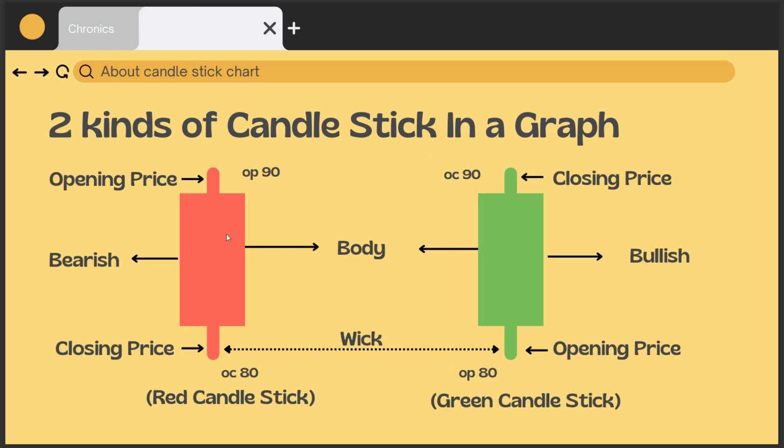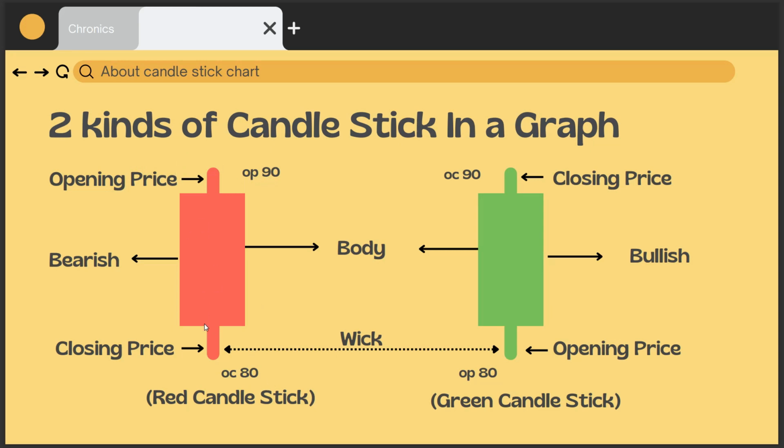And if you see right here, the red candlestick, we have the opening price at the top and the closing price at the bottom. Now in the green or the bullish candlestick, we have the closing price at the top and the opening price at the bottom. But this is the other way around, right? Where you can see the opening price is at 90 and the closing price is at 80, right?